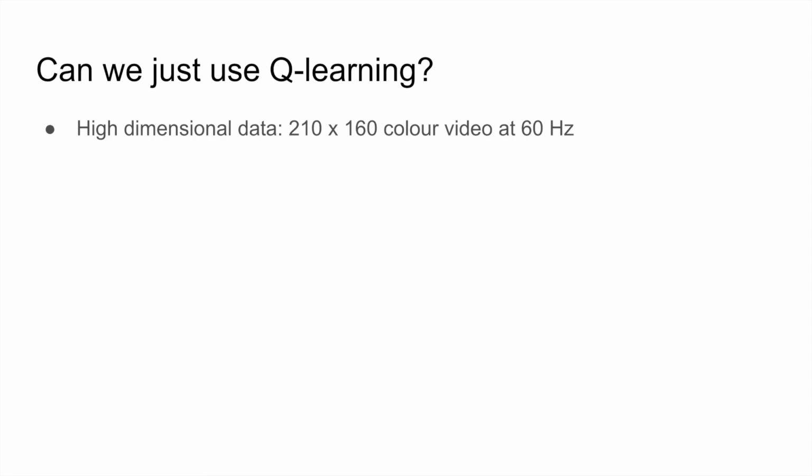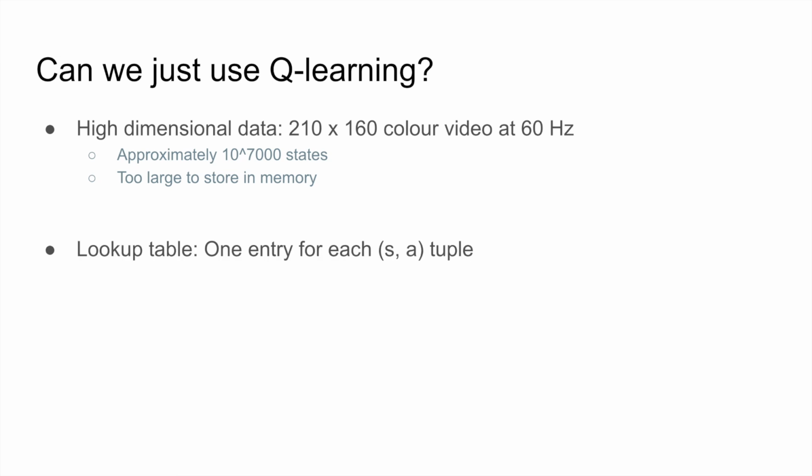Well, firstly, because our data is very high dimensional. In Atari, the input frames have dimensions of 210 by 160 pixels, and it is a color video running at 60 frames a second. If you do the math, it turns out to be approximately 10 to the 7,000 states. And the main problem is that it is too large to store in any kind of memory. But suppose that you had that kind of memory and you somehow built a huge table.